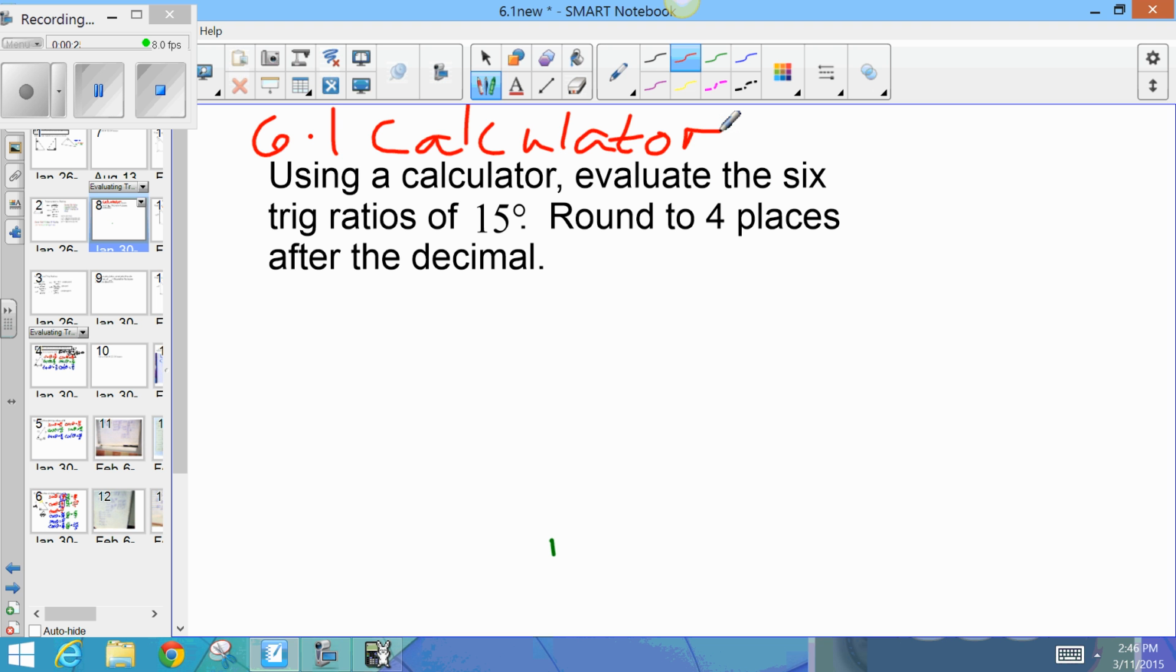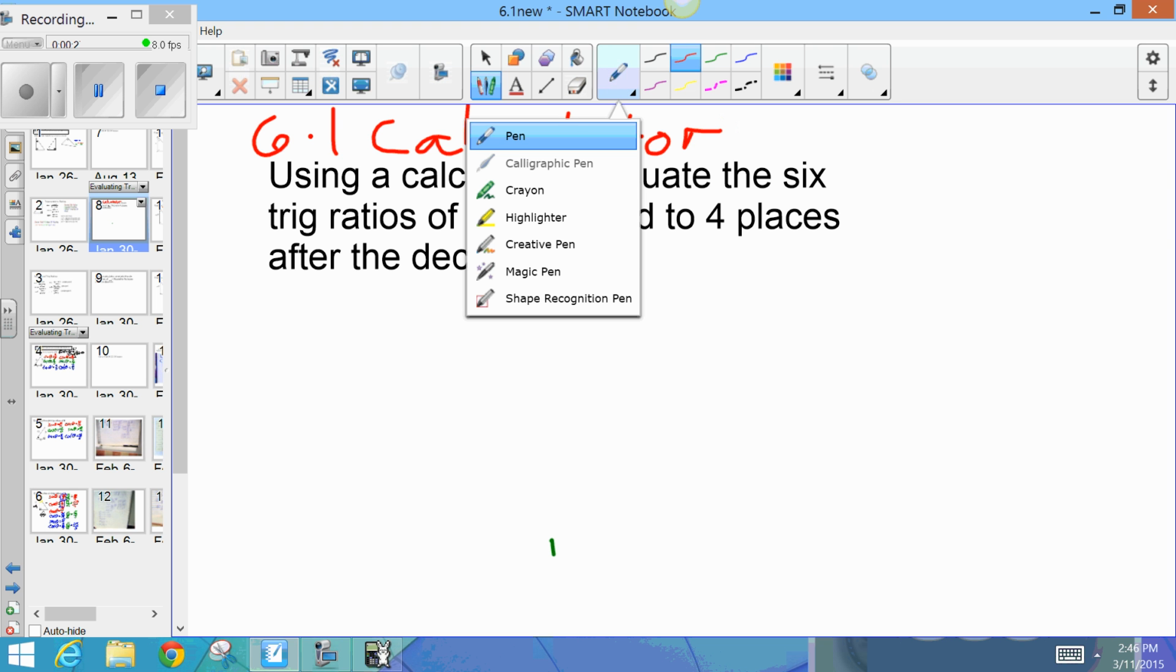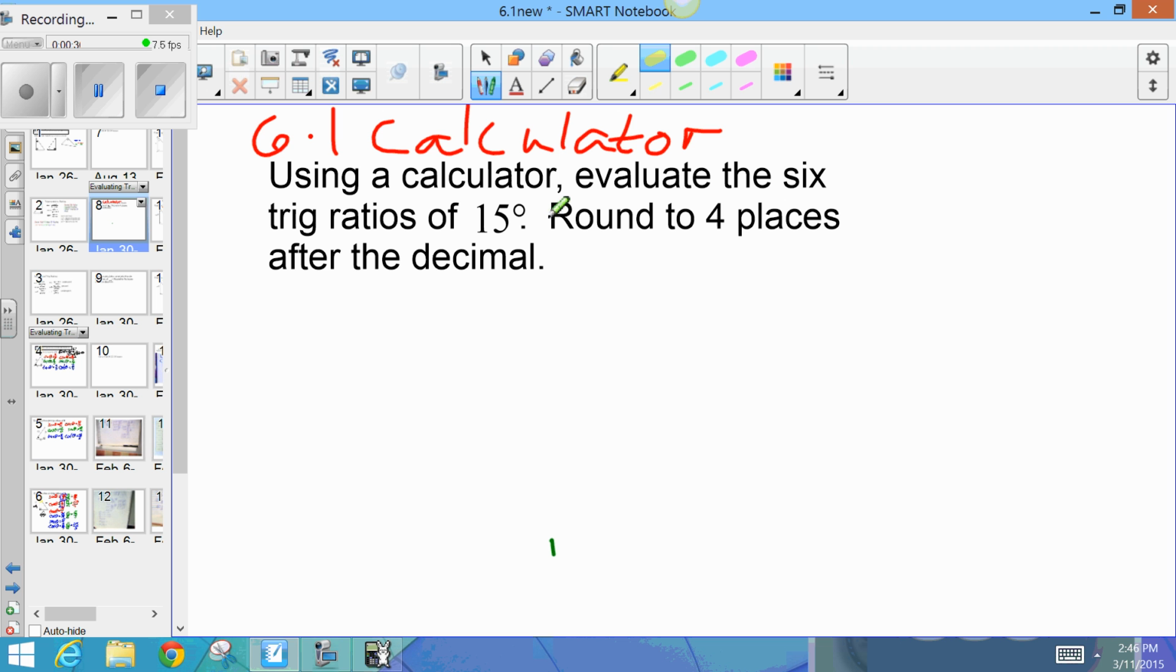Different problems will be worded differently, which means you have to answer them differently. In the previous lesson, we were looking for exact answers, and so we expected them to be in fraction form. If they're asking you to round, they're looking for you to use the calculator. So you have to pay attention to the way the directions are given.